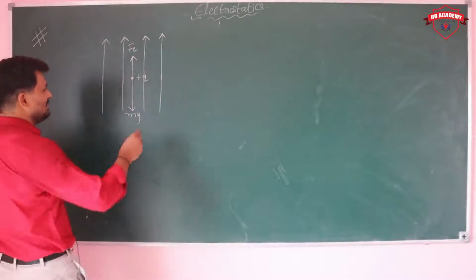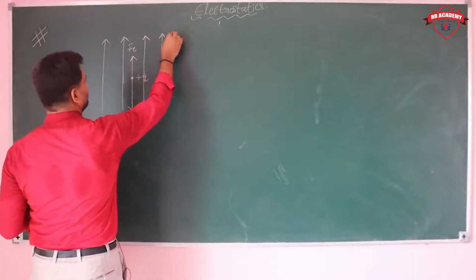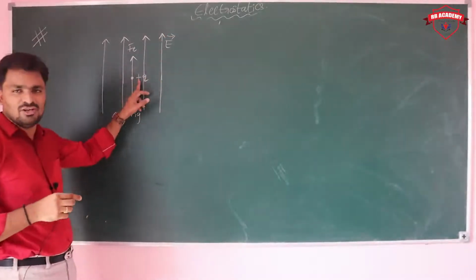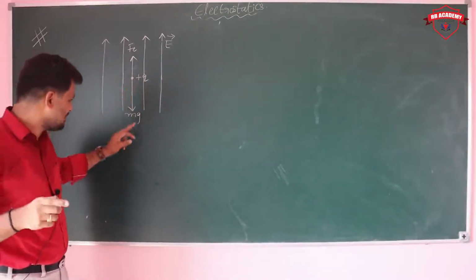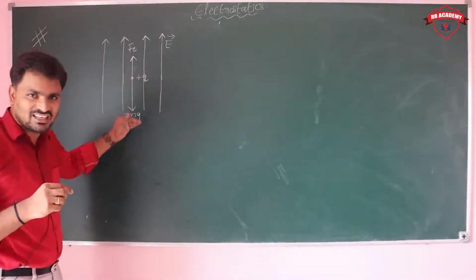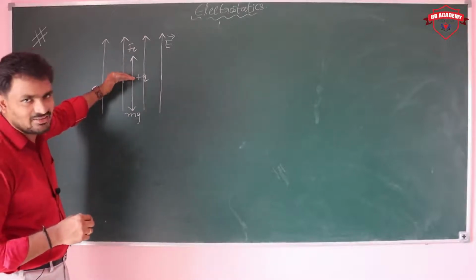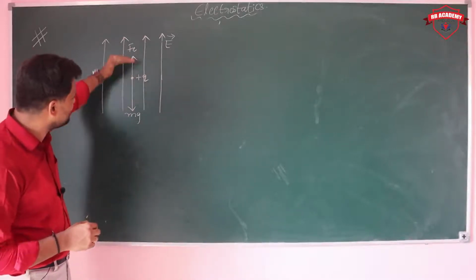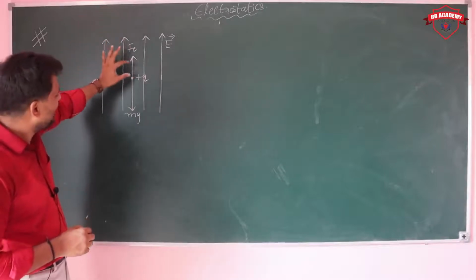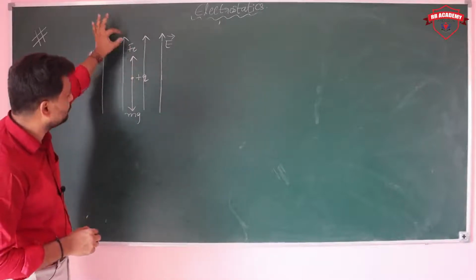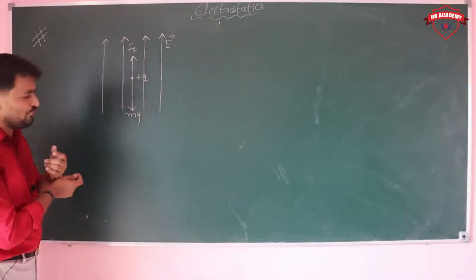The electric field is acting vertically upwards. And here I am considering a positive charge, and the presence of gravity also is there. Gravity is acting in the downward direction. Then electrostatic force will act. What is the direction of the electric field? This is the direction of the electric field, and positive charged particles also try to move in this side.